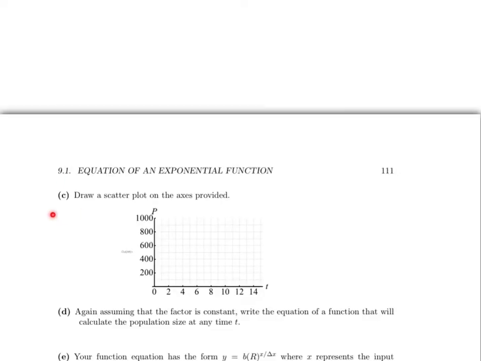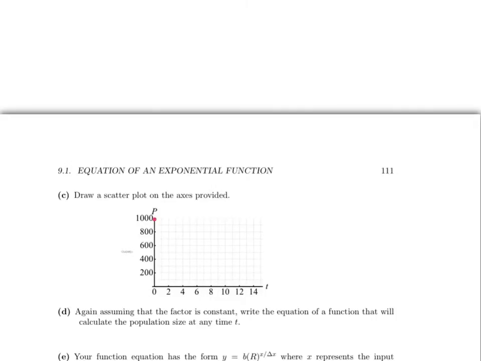Now let's go ahead and look at part C. Draw a scatter plot on the axes provided. Again, we're showing time on the horizontal axis and population on the vertical axis. At time 0, we were starting with a population of 1,000 individuals.